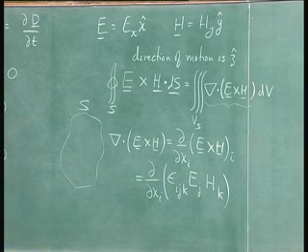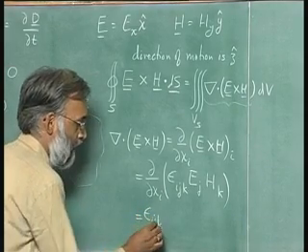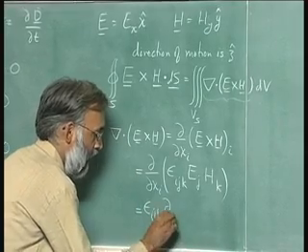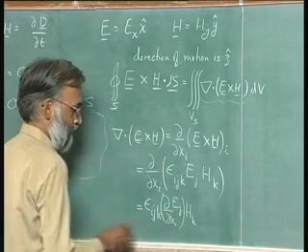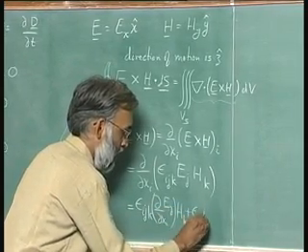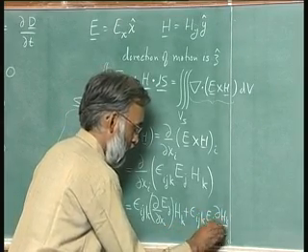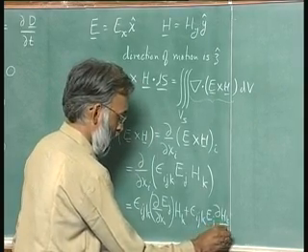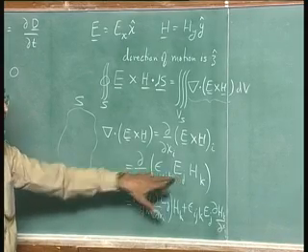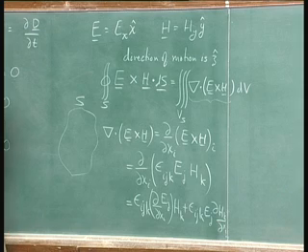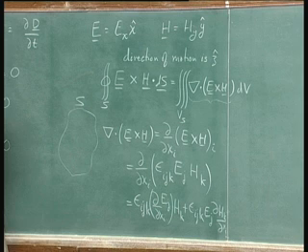I can use my product rule for differentiation. So, I get two terms. One is epsilon i j k del del xi acting on E j multiplying h k plus epsilon i j k E j del h k del x i. So, I have just applied the derivative first to this term and second to this term. Now, let me write these out so that you can see that there is a nice symmetry to it.